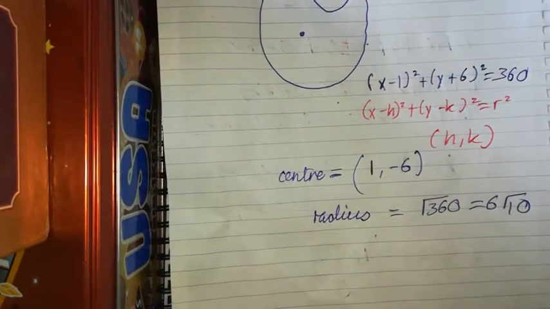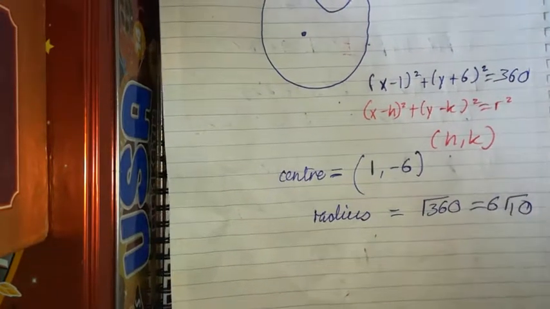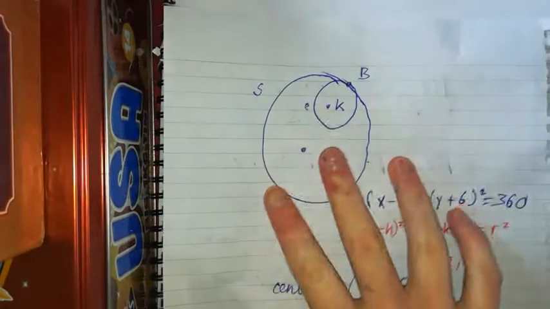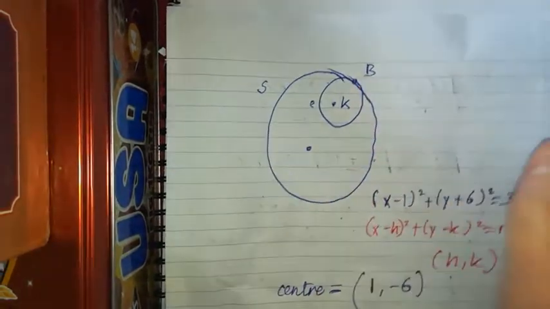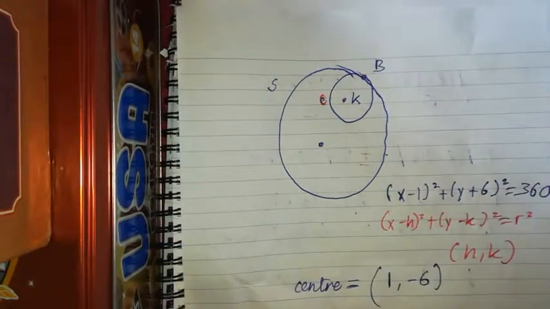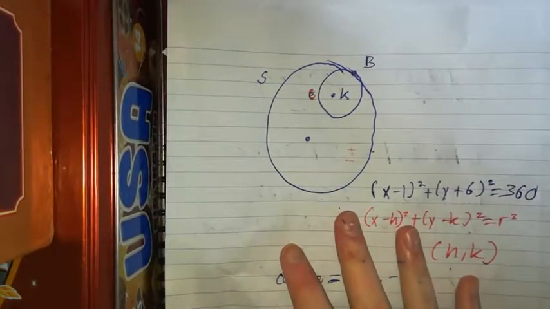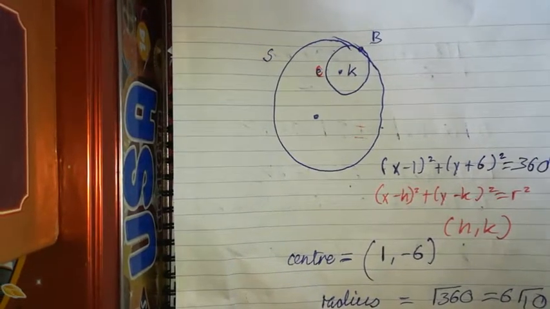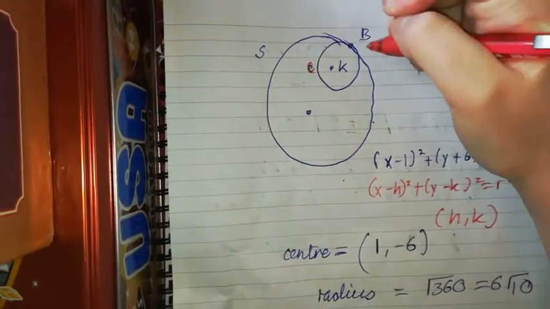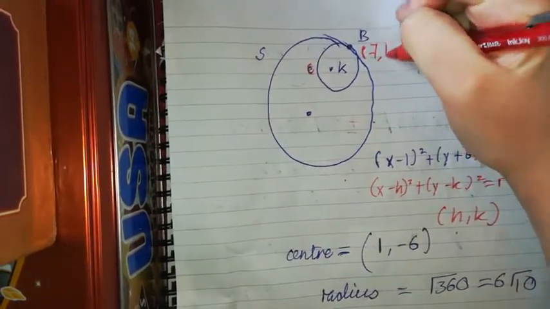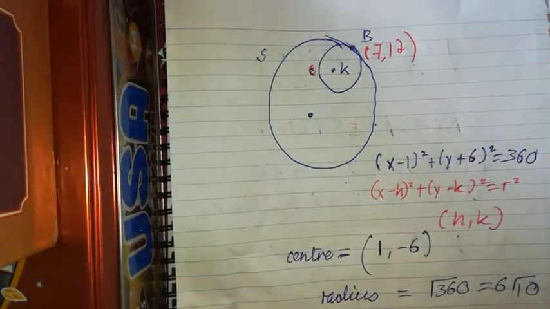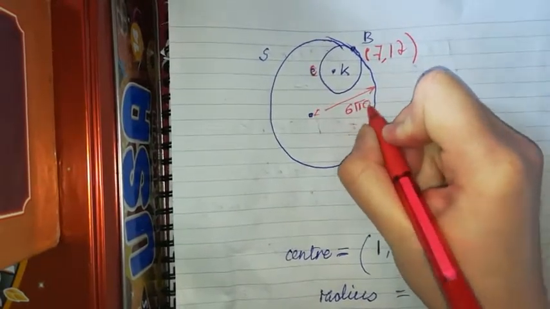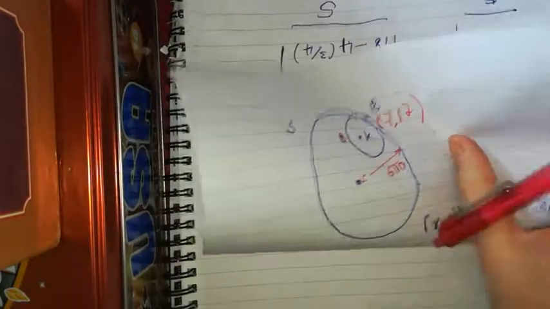Then it says the point K is in the circle C. C is a smaller circle, S is a bigger circle. The radius of C is 1/3 the radius of S. So find the coordinates of B. It tells us the coordinates of B are 7, 12, and we're after the radius of S, and that's 6 root 10. It's handy to have our diagram here.